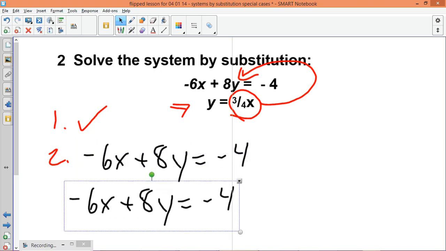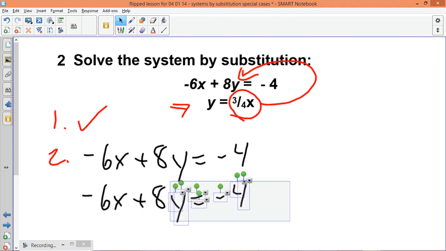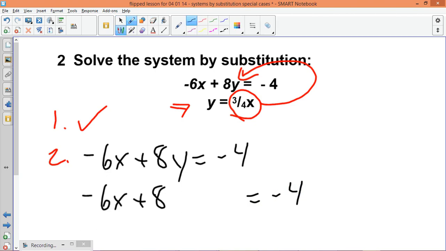duplicate that. Negative 6x plus 8, but instead of the y, I don't want that anymore. I want what y equals. And y equals 3/4 times x. Okay, so 3/4 times x. Now I have to solve this guy.